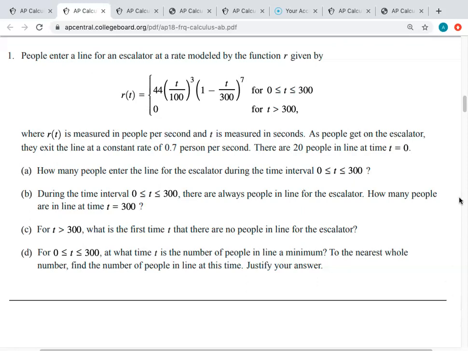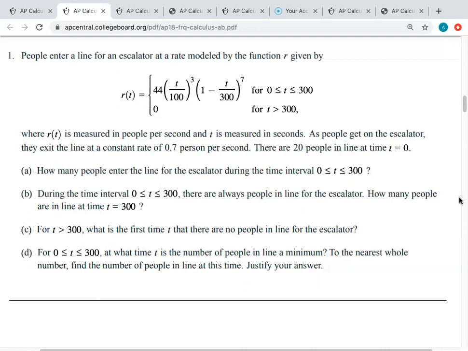All right. So you have to think of this kind of like the motion problem, but it's a whole new context. So we're going to do similar stuff, new context. So remember, R is the rate at which people get in line for the escalator, and it's measured in people per second, for 0 to 300 seconds over a 5-minute period. All right?